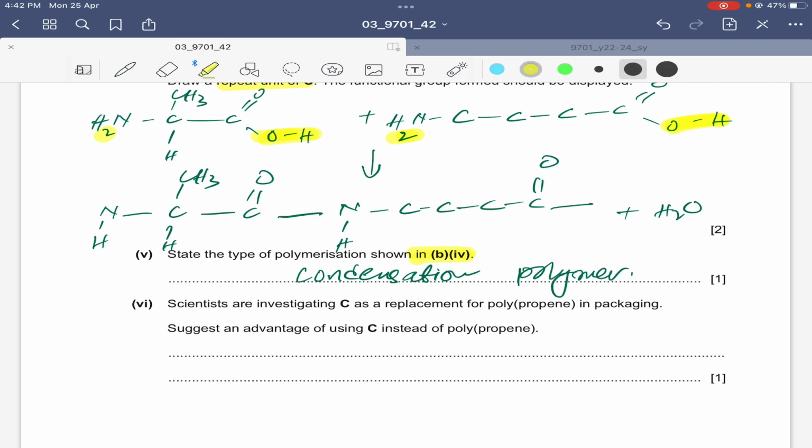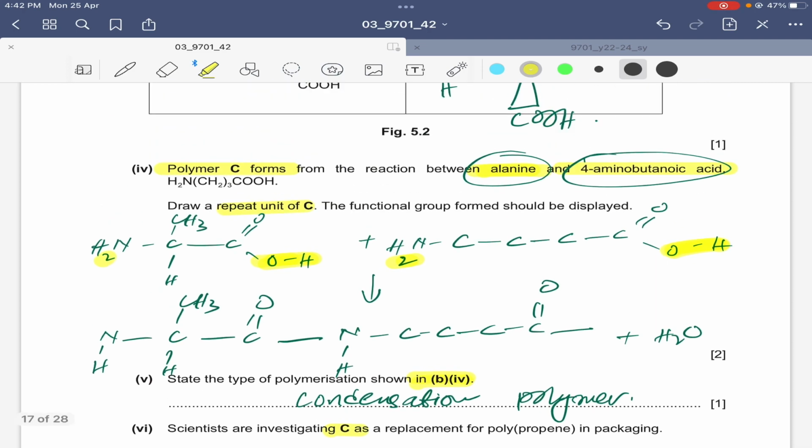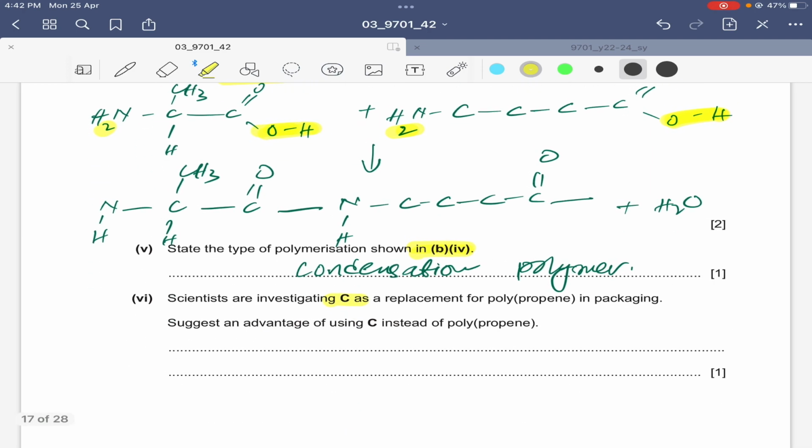Scientists are investigating C as a replacement for polypropene, right? This polymer, the structure which we have drawn here. So scientists are investigating C as a replacement of polypropene in packaging. Suggest an advantage of using C instead of polypropene. Polypropene is an addition polymer which is non-biodegradable. Polymer C would be biodegradable.